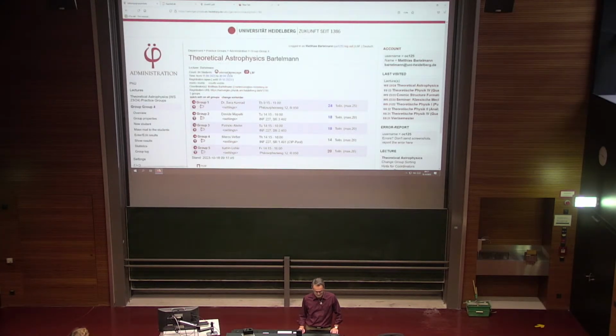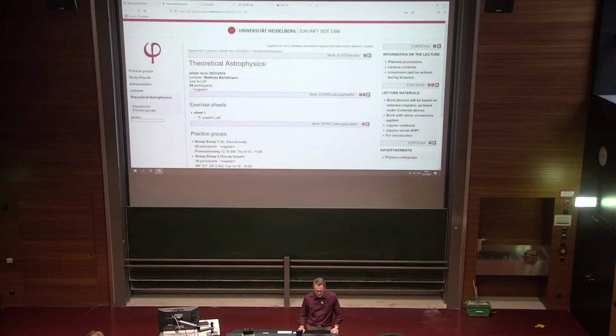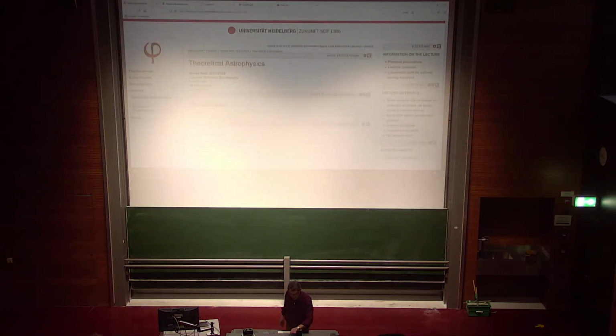All right. Let me briefly summarize what we did last time. I said we need Larmor's equation as a foundation. What does Larmor's equation say? It tells you what the radiation power of an accelerated point charge is.